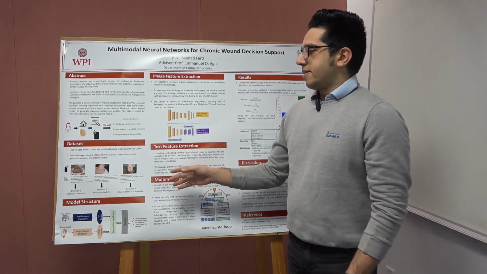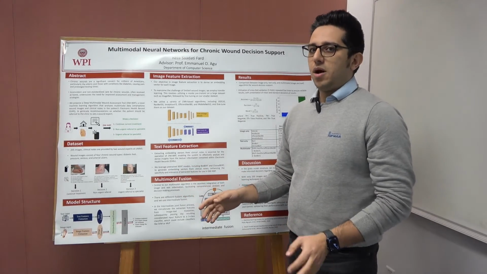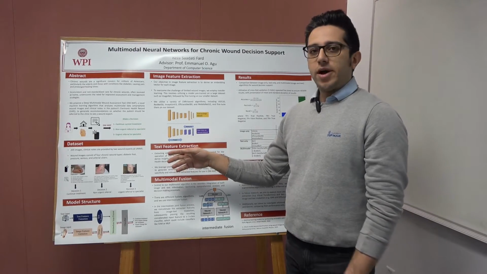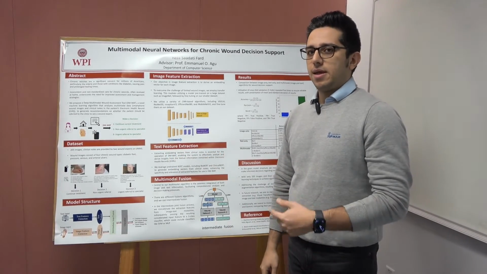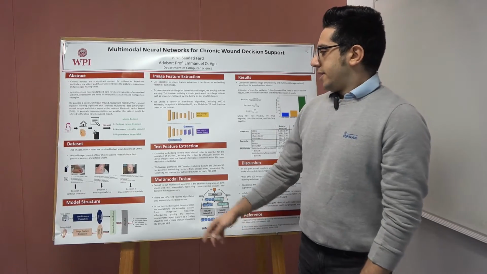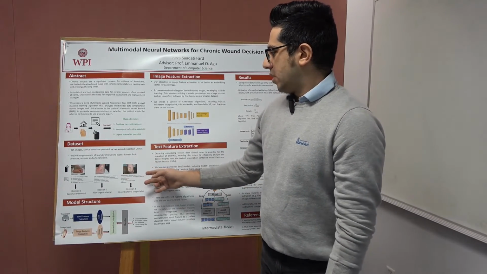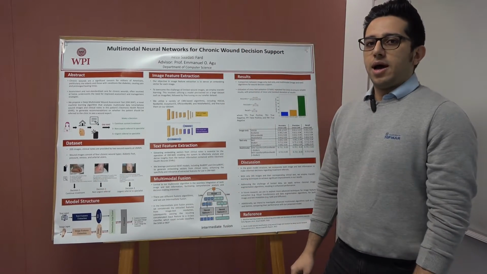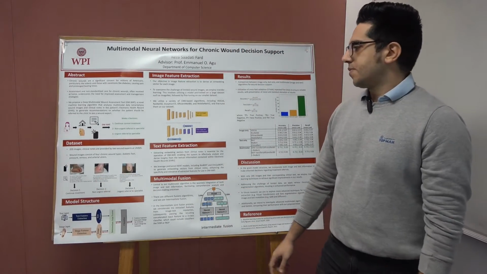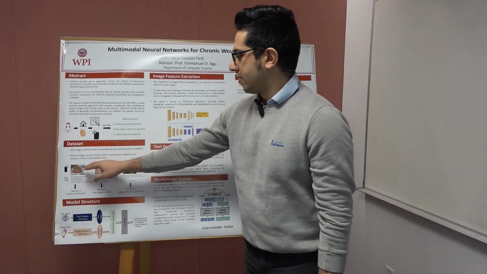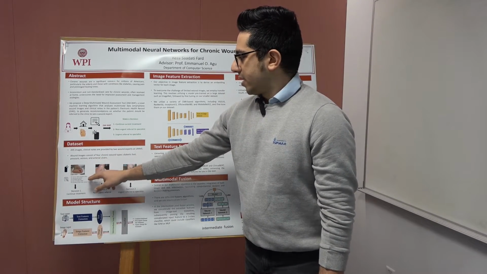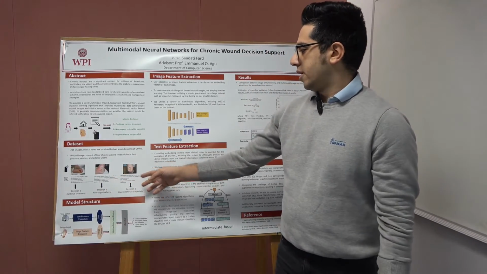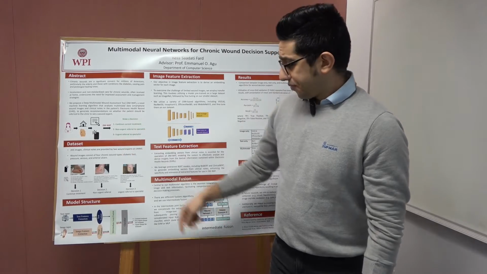Our data set is quite small. We have only about 200 images that are labeled, and clinical notes are provided by two wound experts at UMass Memorial. Here are three examples of our data set. This is an example for decision one, where they can continue current treatment. An image of the wound is provided, and also related clinical notes are provided here. And for decision 2 and decision 3, we also provided one example.